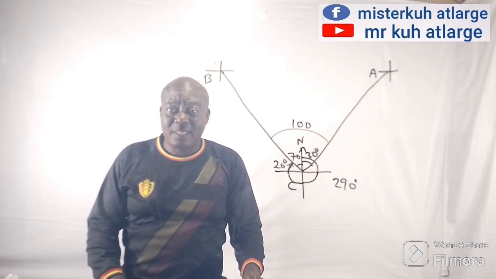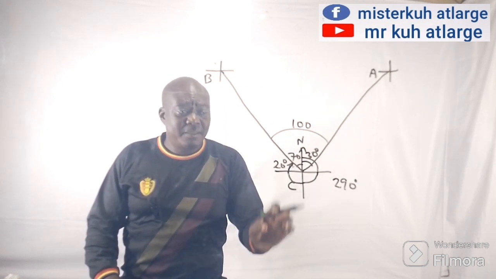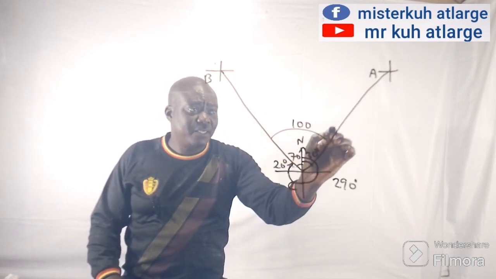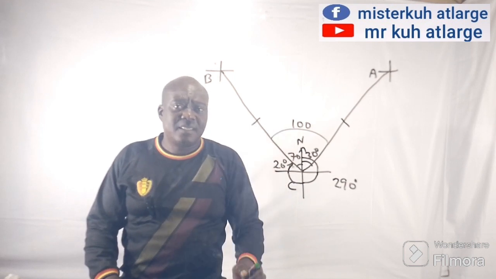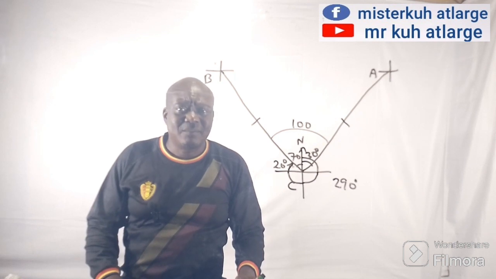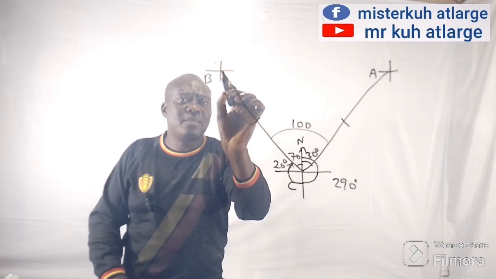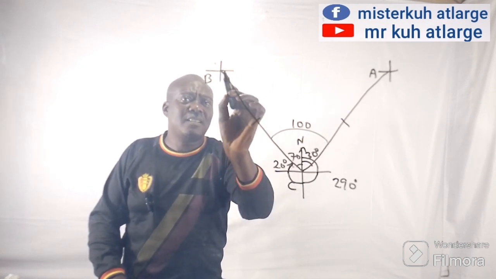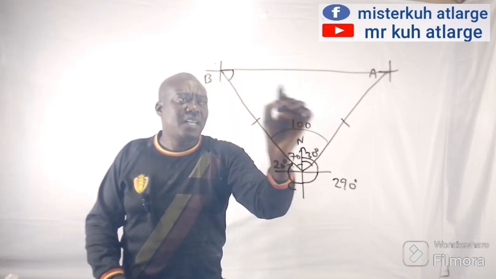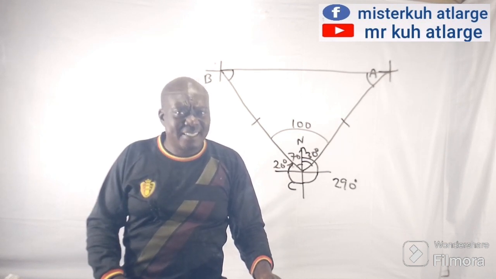And according to the question again, A and B are equidistant from C. That means the distance from here to here is the same. That means the triangle must be an isosceles triangle, a triangle in which the two sides are equal and the base angles too must be equal. So that means from here to here, and this is the base. This is the base. So the sum of angles in a triangle is 180.